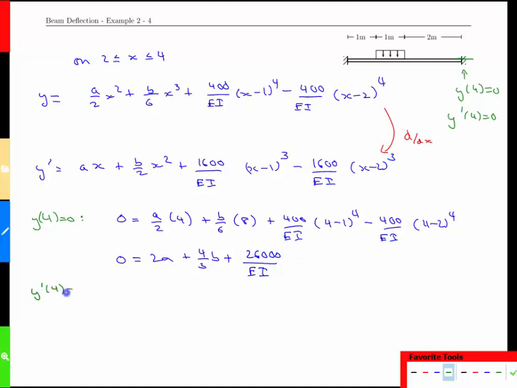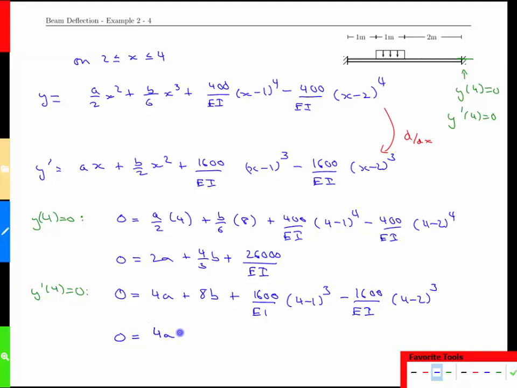Now we can use the derivative condition. That's a little easier to work with, but it'll give us 0 equals 4a plus 8b plus 1600 over EI (4 minus 1) cubed minus 1600 over EI (4 minus 2) cubed. Simplifying that, we already have the 4a and the 8b, and expanding this term here turns out to be 30,400 over EI. Now we have two equations in a and b, they're both linear.